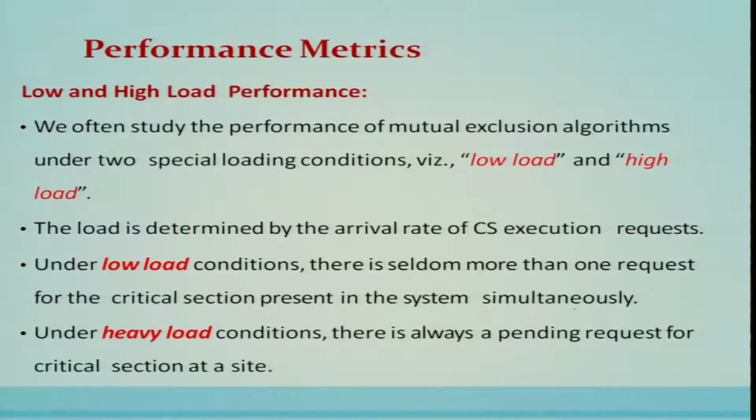So, these are the 4 performance metrics we have seen, and we are going to use them to compare different distributed mutual exclusion algorithms. Another consideration is the high load and low load situation. We often study the performance of a mutual exclusion algorithm under 2 special loading conditions, the low load and the high load. The load is determined by the arrival rate of critical section requests. Under the low load condition, there is seldom more than one request for the critical section present in the system simultaneously. Under heavy load conditions, there is always a pending request for a critical section at a particular site.